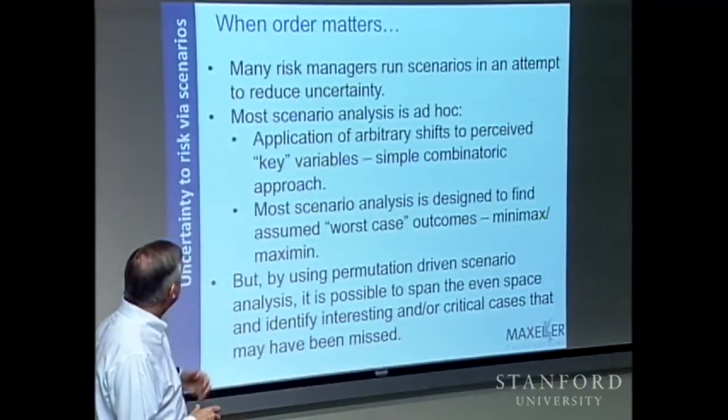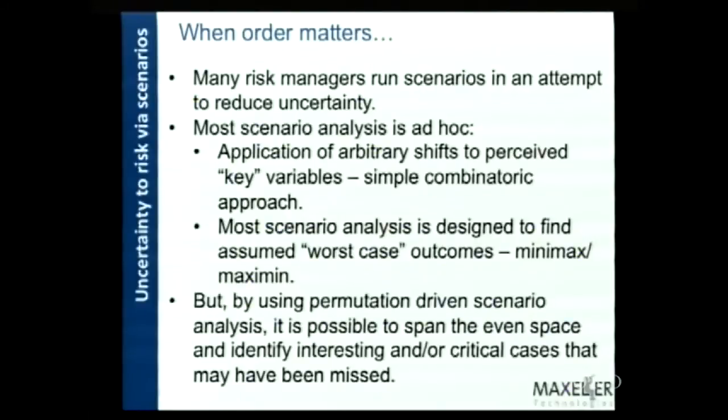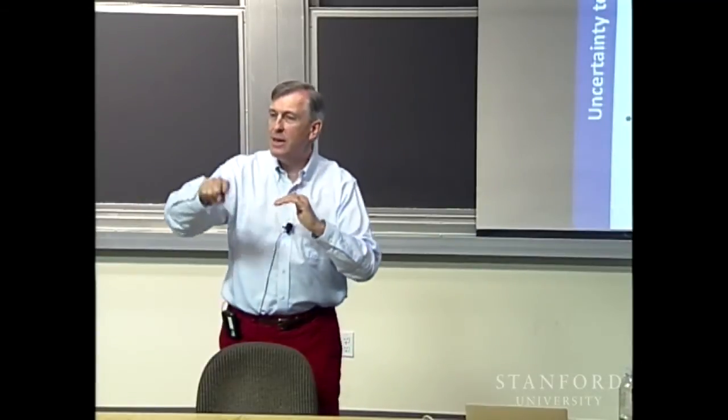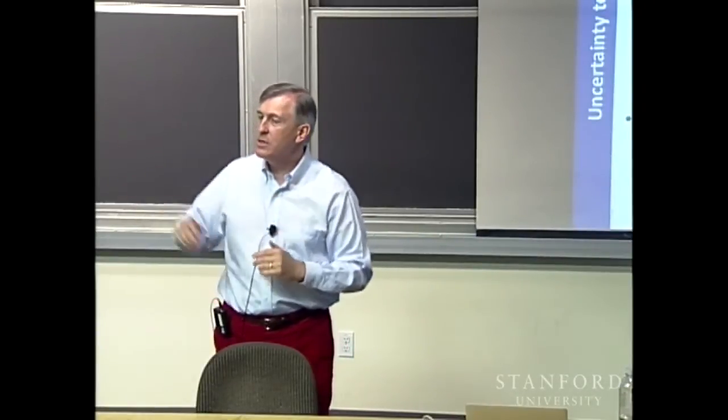So when order matters, what we're really interested in is running scenarios in an attempt to reduce uncertainty. Most scenario analysis is ad hoc. We need to think about key variables. Most scenario analysis is designed to find the worst case, okay? Minimax or maximin. Problem with looking for the worst case is often it isn't that instructive. Where you're going to lose the money is in the combinations of odd factors that don't necessarily give you the worst possible case, but because they occur more frequently, cumulatively you suffer larger losses.